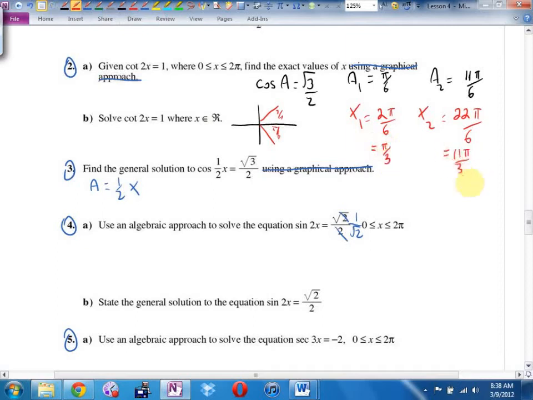The other thing I would have made a note of is the period. The period is 2 pi over b, which in this case is 1/2. The period ends up being 4 pi. So if they want the general solution, it's going to be both of these, and I apologize for the strange way of writing this, plus multiples of 4 pi, where n is an integer.